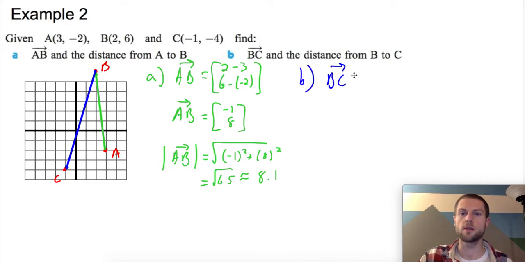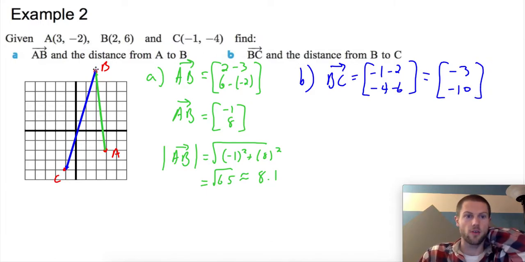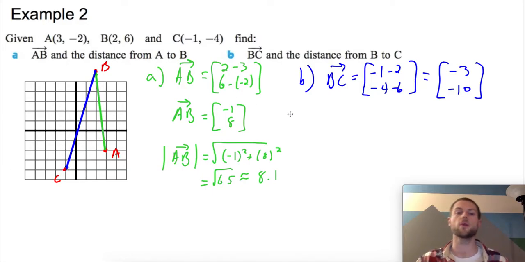So let's figure this one out. Vector BC is going to be given as -1 minus 2 and -4 minus 6. And those components come out to be, vector BC is -3 and -10. And again, you can verify this graphically. Count your horizontal step, count your vertical step. It should come out to be the same thing.